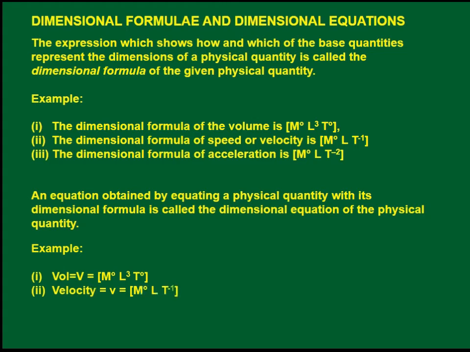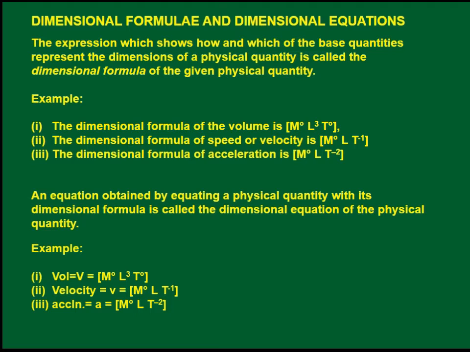Finally, the quantity determines the dimension. Like, say, velocity: it may be escape velocity or terminal velocity. All of them are M to the power 0, L, T to the power minus 1. Similarly, acceleration: it may be acceleration due to a force, or acceleration due to gravity, or acceleration due to some other things. So it has the same dimension, M to the power 0, L, T to the power minus 2. So the prefix does not affect.